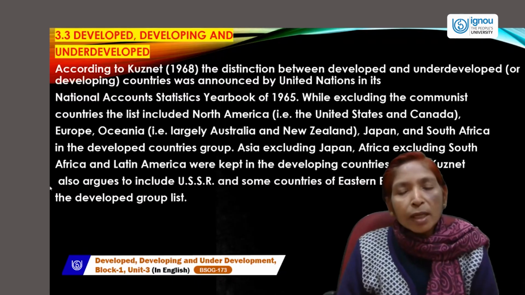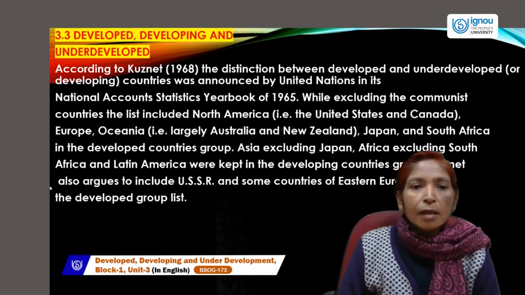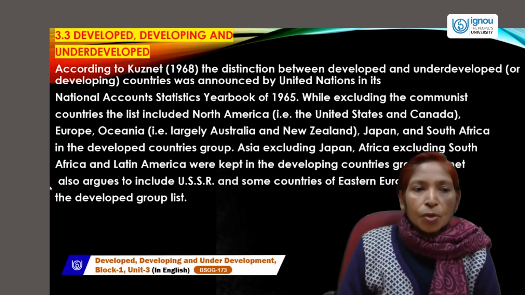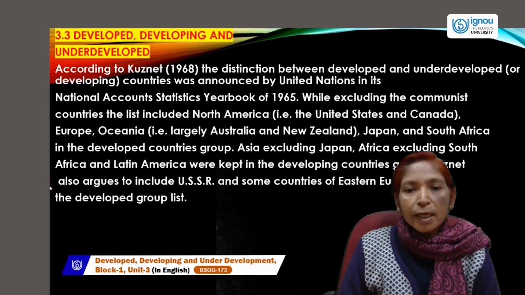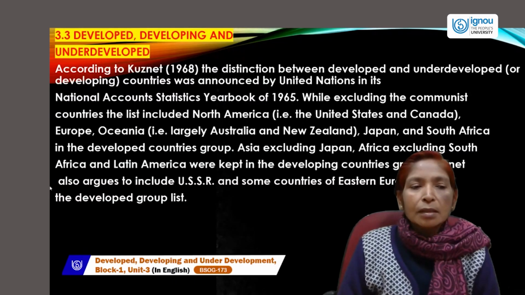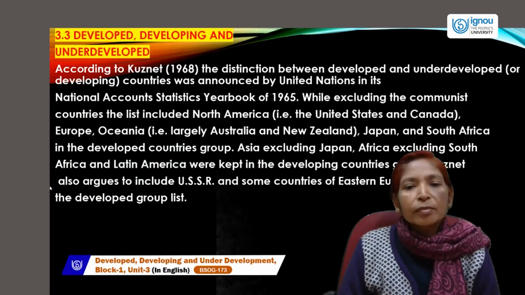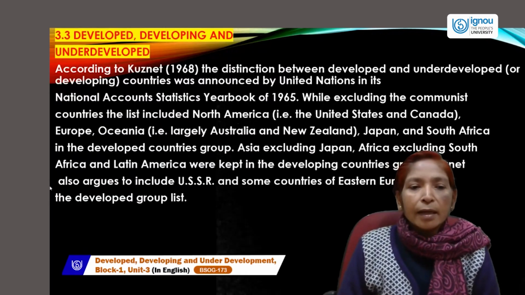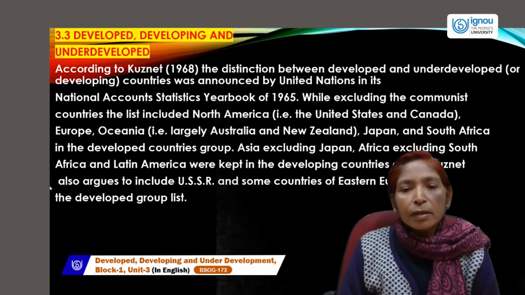While excluding the communist countries, the list included North America, for example, the United States and Canada, Europe, Oceania, largely Australia and New Zealand, Japan, and South Africa in the developed countries group. Asia excluding Japan, Africa excluding South Africa, and Latin America were kept in the developing countries group.